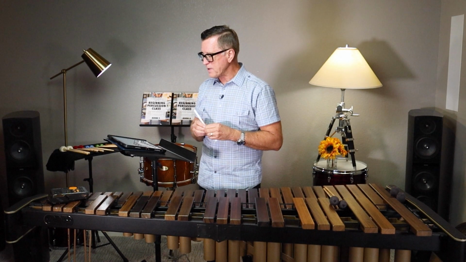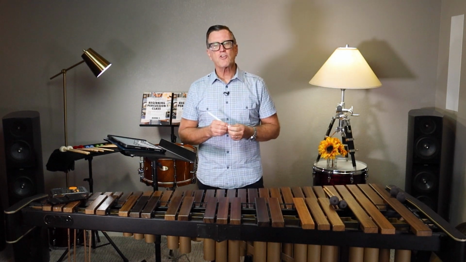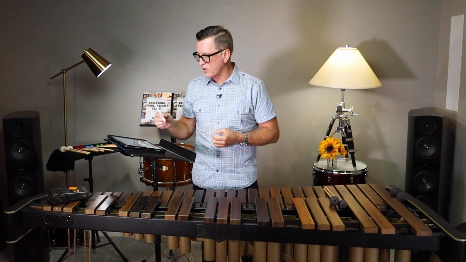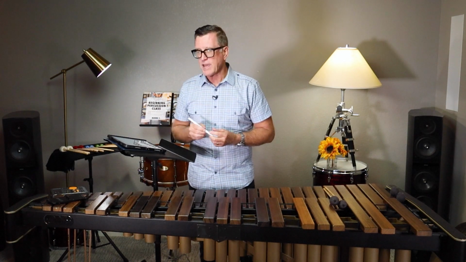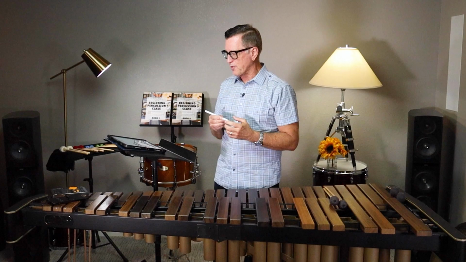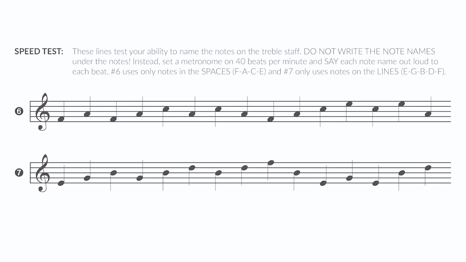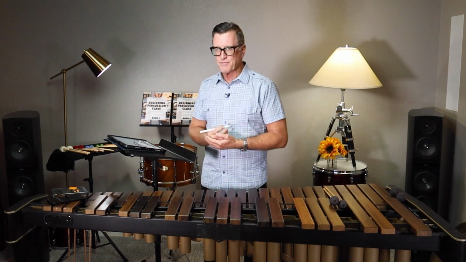So if I look at speed test number 6, all I'm doing is naming the spaces. So what is the name of all of the spaces on the treble staff? It is F-A-C-E. It spells the word face. Okay, that's pretty simple to remember. Now, when we're finding these notes on the staff, if I'm in that very first space, that will always be F. All right, first space is easy to recognize because it's just in that first space.